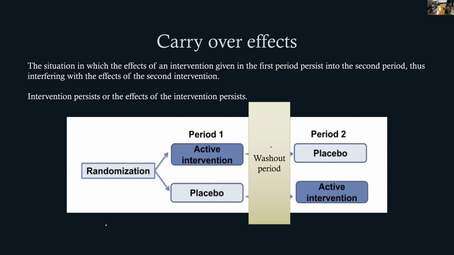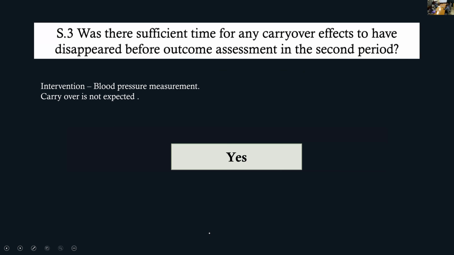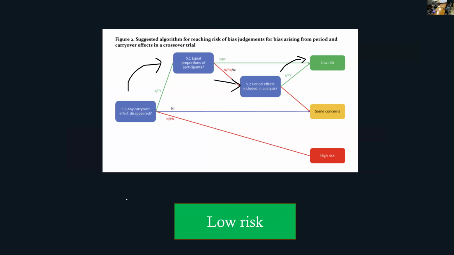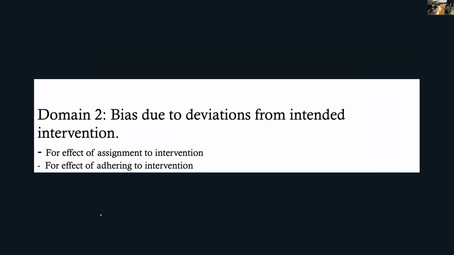How to circumvent that is to use a washout period. So you finish the first period, then you give a sufficient washout period that the effect of the intervention in the first is over, and they achieve something called a steady state. Coming to our study, so was there sufficient time for carryover effect to have disappeared? So here intervention was blood pressure measurement. It was not a treatment as such, so there is no carryover effect which is expected. So based on this algorithm, there's low risk in this domain.